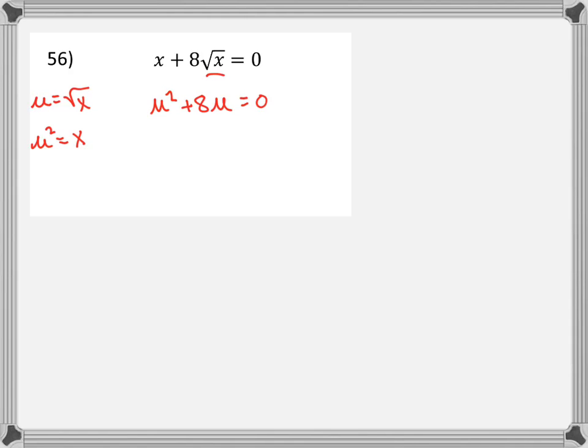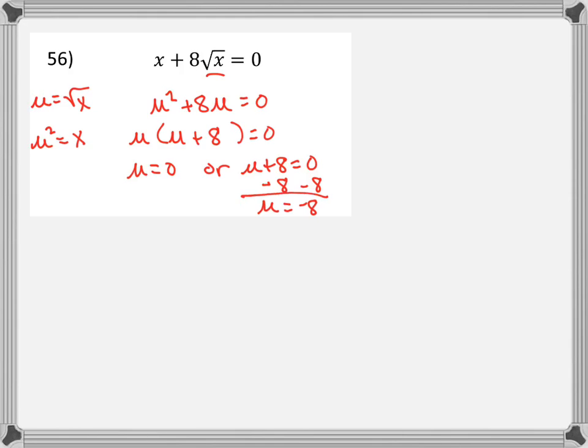I can solve this by factoring out a GCF, a greatest common factor of u, and what goes in the parentheses will be u plus 8. I still use my zero product property and set each factor equal to 0. So either u equals 0 or u plus 8 equals 0. I already have the first one solved for u. The second one, I subtract 8 from both sides and I get u is equal to negative 8.